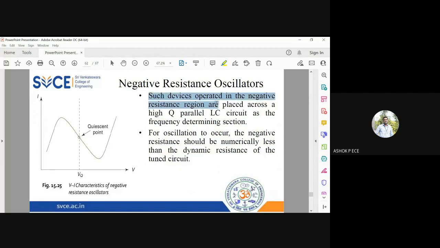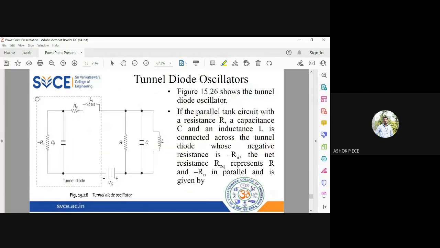So when you operate these devices in the negative resistance region, this region is highly unstable, so they start oscillating. A tunnel diode is a very simple example of a negative resistance oscillator, and you can see this is the equivalent circuit of the tunnel diode.